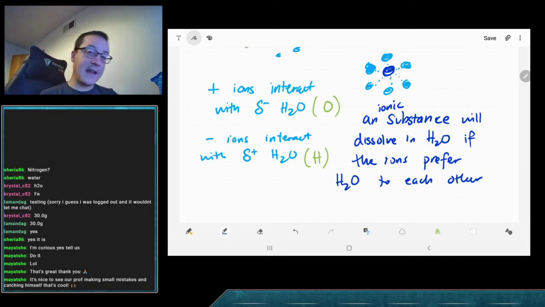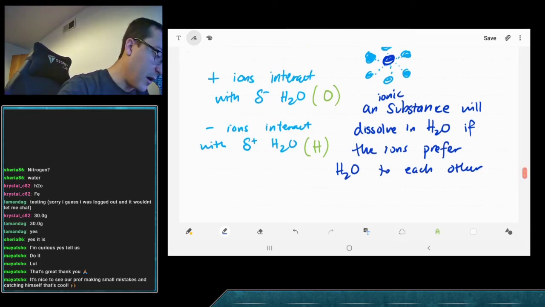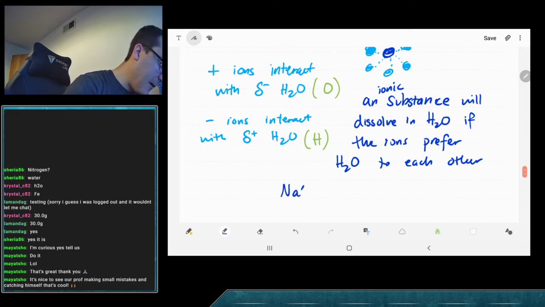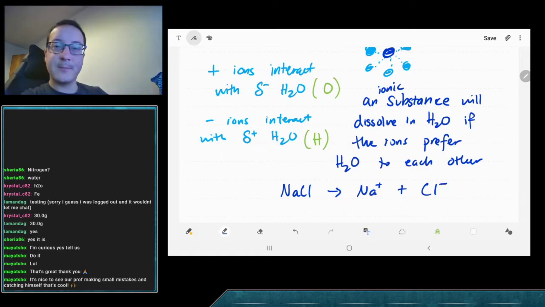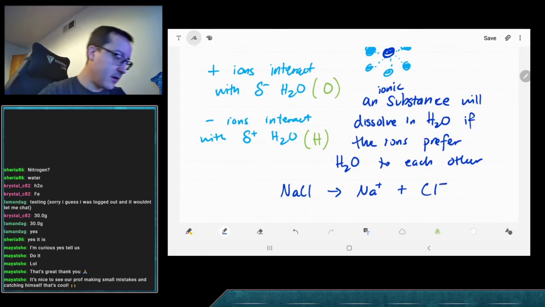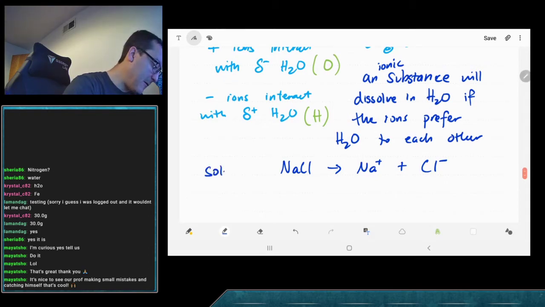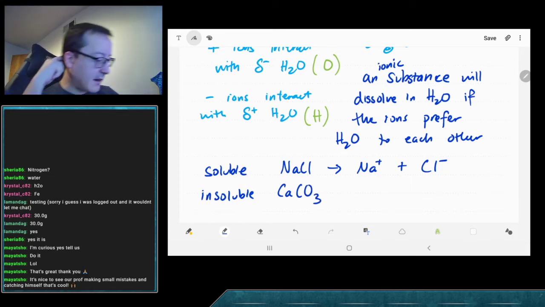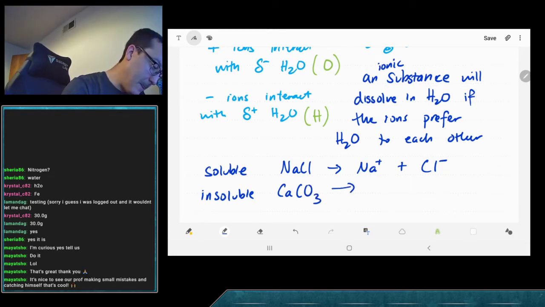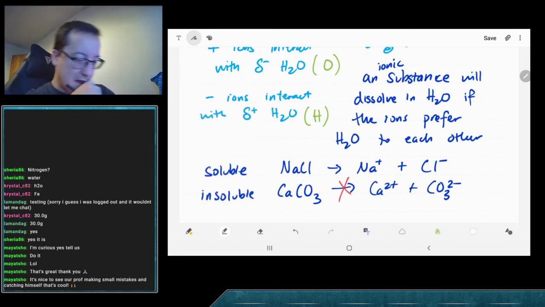We're going to see in the next, or is it in this chapter? I don't remember if we talk about solubility of ions in this chapter. I'll check that. But we can see that sodium chloride, when dissolved, will break apart into its ions, and the water molecules are going to surround them. So we're going to see that this is soluble. We're going to have a few of them. For example, calcium carbonate is insoluble. That one is not going to break up into its ions. That is not going to happen.